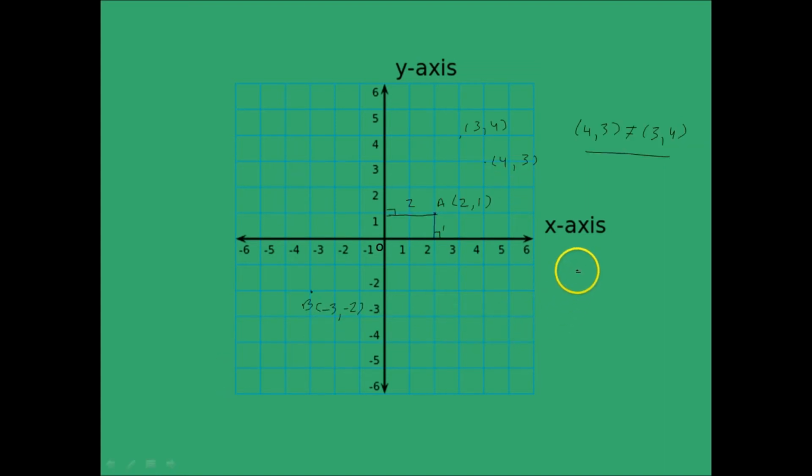Something else that needs to be kept in mind is that the x coordinate, or the distance from the y-axis, is called the abscissa, and the y coordinate, or the distance from the x-axis, is called the ordinate.